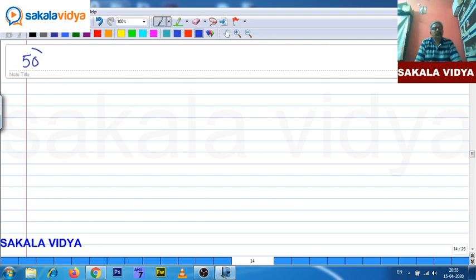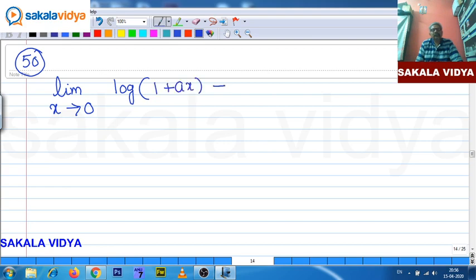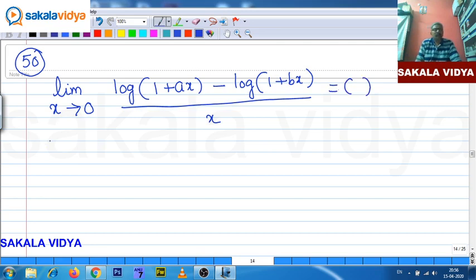So, question number 50. Limit x tends to 0, (log of (1 plus ax) minus log of (1 plus bx)) upon x equals to. First option is a plus b, second option is a minus b, third option is minus a minus b, fourth option is log 2.